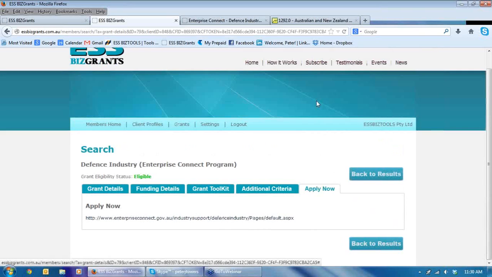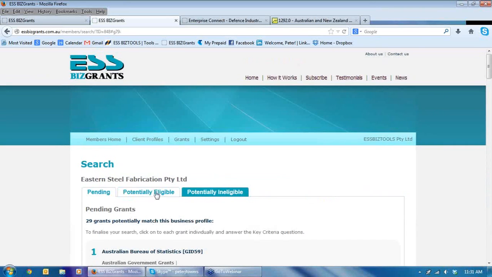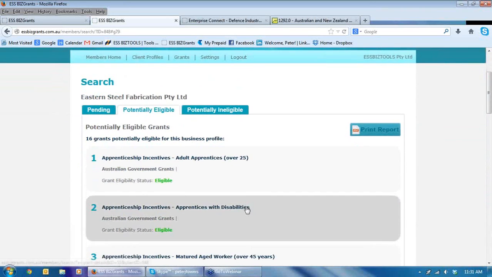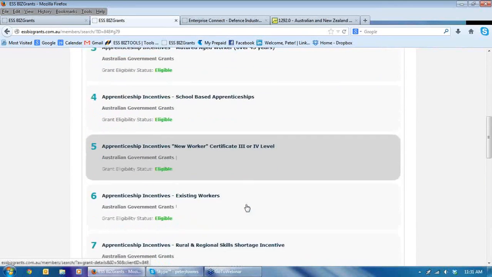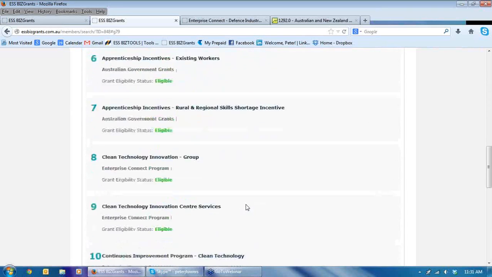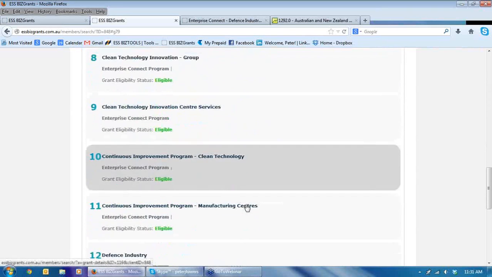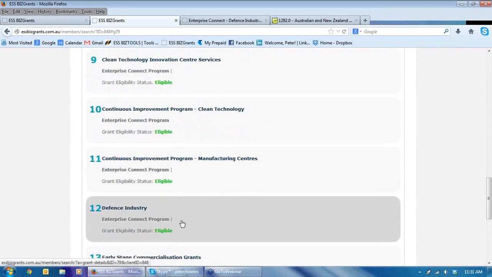If you wanted to apply and have a look at the application form, you can click on Apply Now, and that will take you to the Enterprise Connect website where you could go through the application process. If we go back to results, within potentially eligible, I've done a few more than 10, I said 10 before, we've now got 16 in there, and there's a whole stack of these other businesses that I went through before. And there's the Defence Industry Enterprise Connect program that we've just looked at.